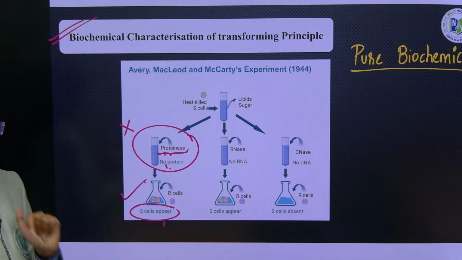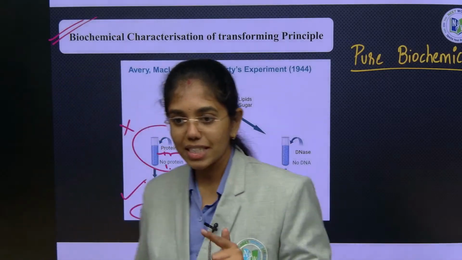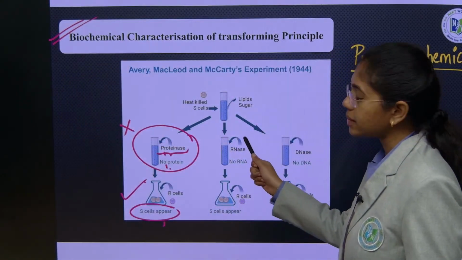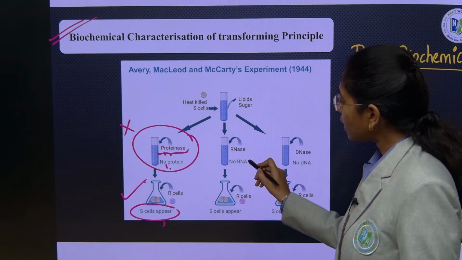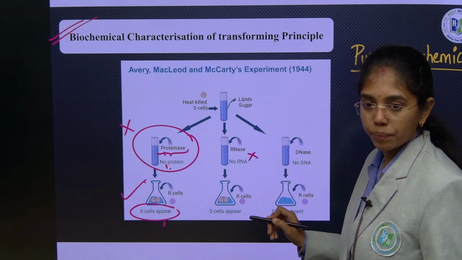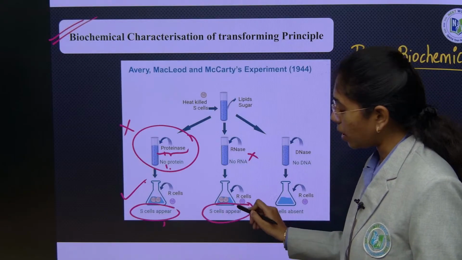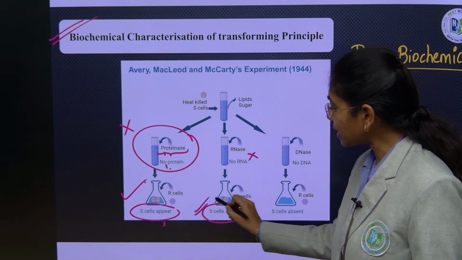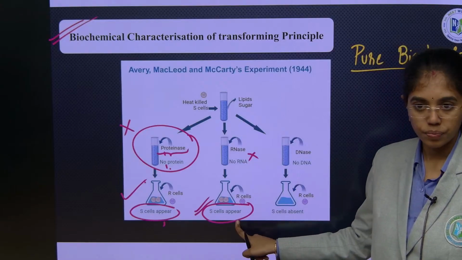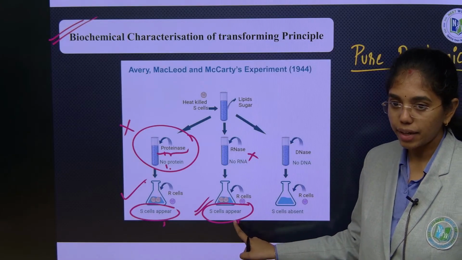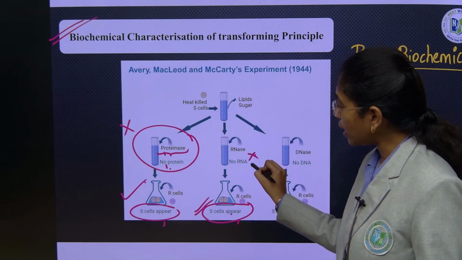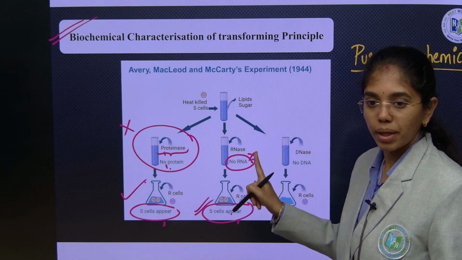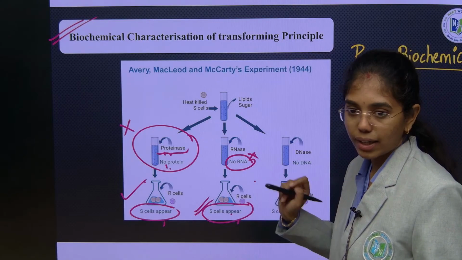Cleared, right? Second, we have a doubt on RNA. We will check it out. In the second test tube, RNase is added. And this is digesting what? RNA. This is also not affecting the transformation. S cells can even be found in this. Even after RNase is added, you can see the S cells. So RNA is not the transforming principle here.